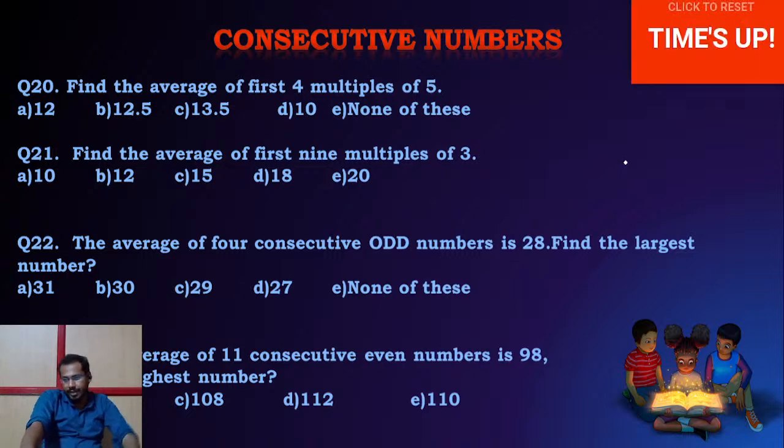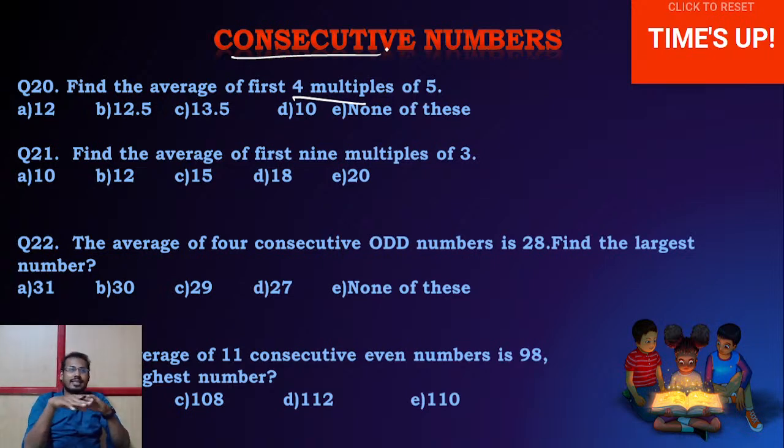Right, let me explain this question. Please listen. First of all, find the average of first 4 multiples of 5. Before that, what is meant by consecutive number? Consecutive number means next numbers. A number which moves in equal difference, traveling in equal difference, is called a consecutive number.